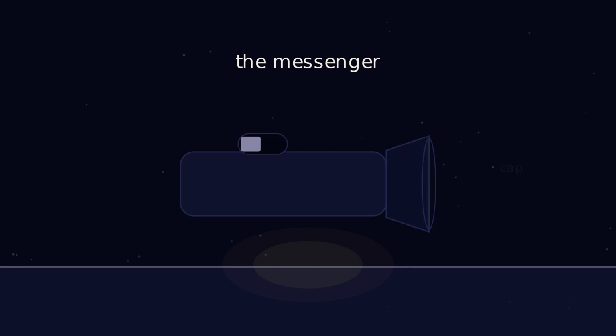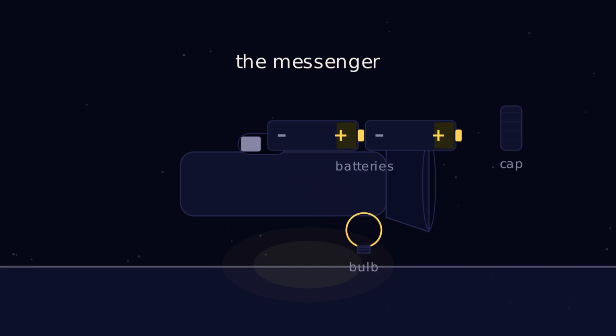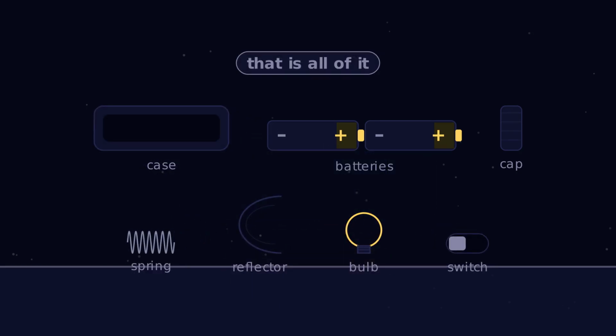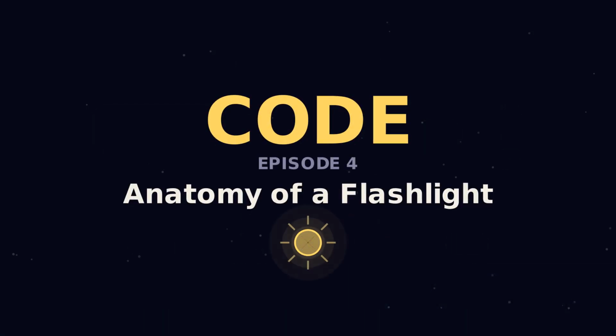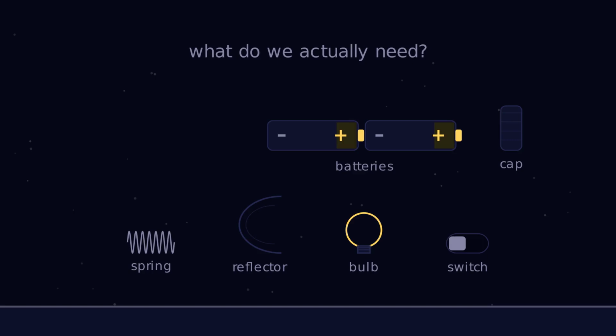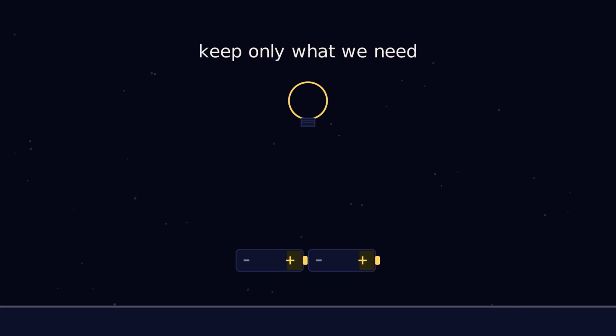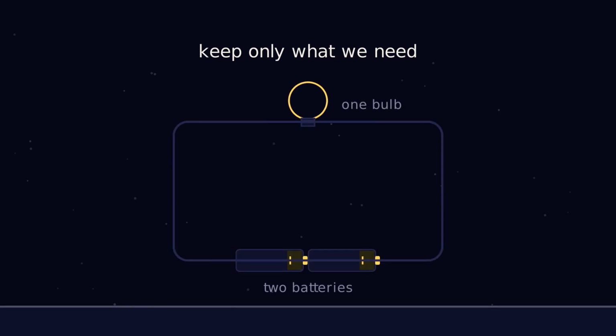One flashlight, unscrew the cap, tip out the batteries, lift out the bulb. There is almost nothing in here. And yet somewhere among these few dull parts is the beginning of every computer ever built. Throw away the case, the reflector, the spring, all the tidy engineering. Keep only what we truly need. 2 batteries, 1 bulb, a couple of pieces of wire.